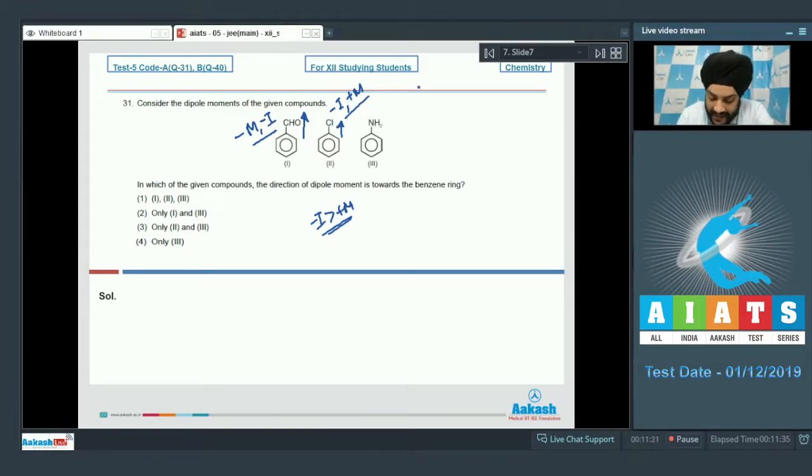If we talk about aniline, students, the lone pair of nitrogen is very strong. It exerts a very strong +M effect, which dominates the -I by the nitrogen. So in this case, the direction of the dipole will be towards the benzene ring. So out of these given compounds, only in the third compound is the direction of dipole moment towards the benzene ring. So for question number 31, we have to mark the correct answer as option 4. Let us look at the next question now.